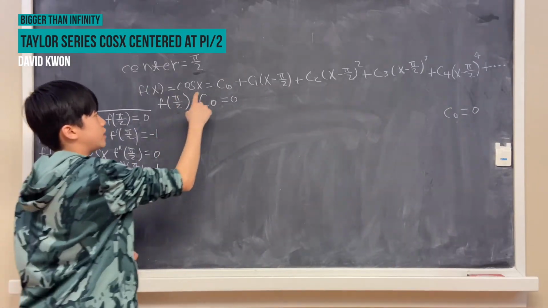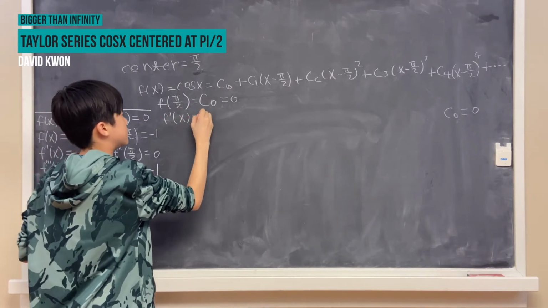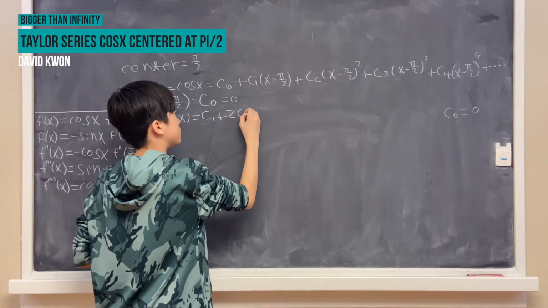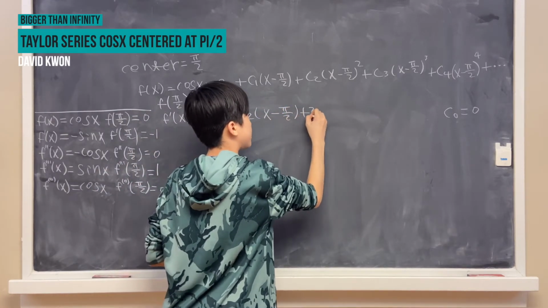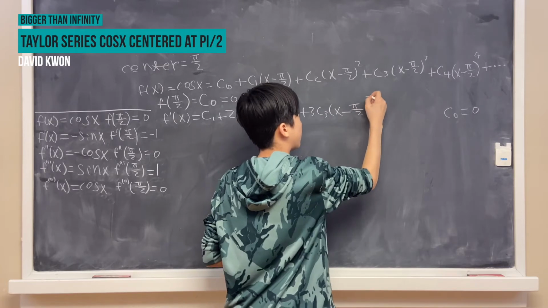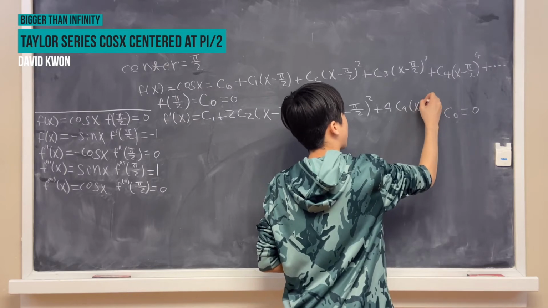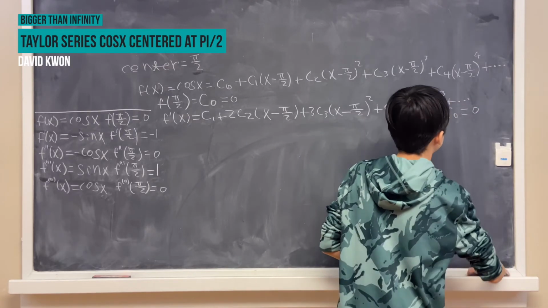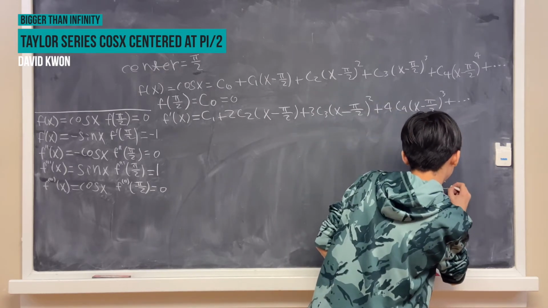And now we will differentiate our original long function. So we get f prime x equal to c sub 1 plus 2 times c sub 2 times (x minus pi over 2) plus 3 times c sub 3 times (x minus pi over 2) to the power of 2 plus 4 times c sub 4 times (x minus pi over 2) to the power of 3 plus dot dot dot. And now it's pretty obvious that we will not have room for c sub 0, so we will scoot it down. c sub 0 is equal to 0.